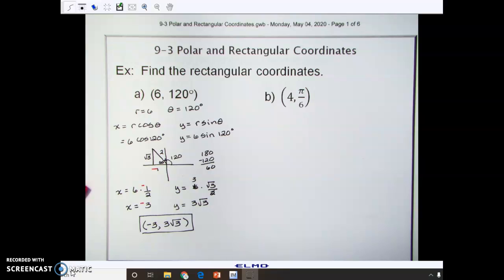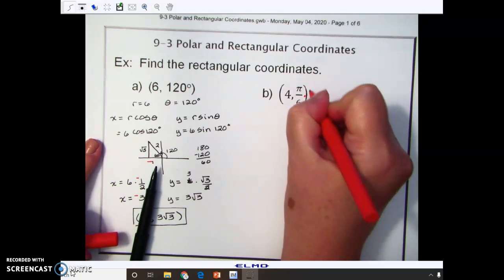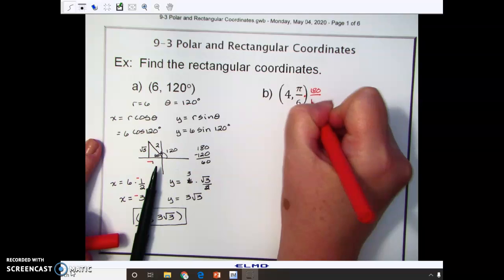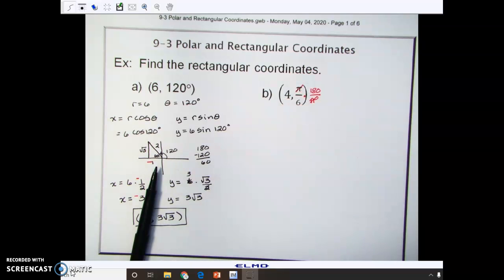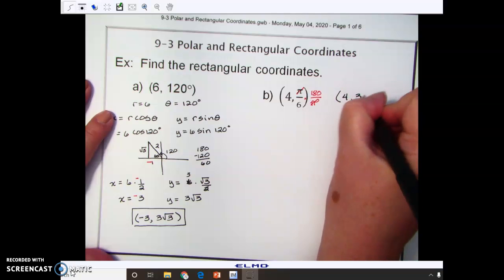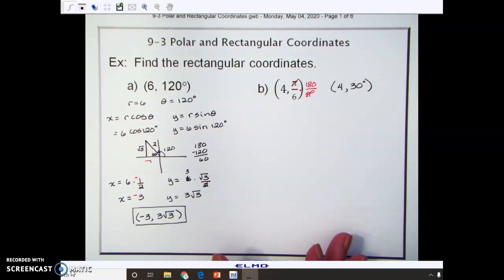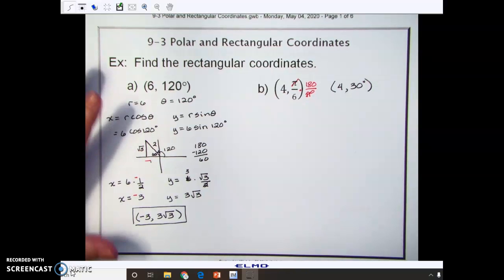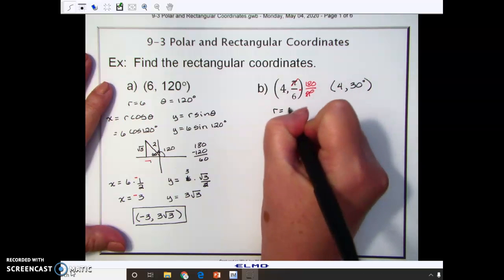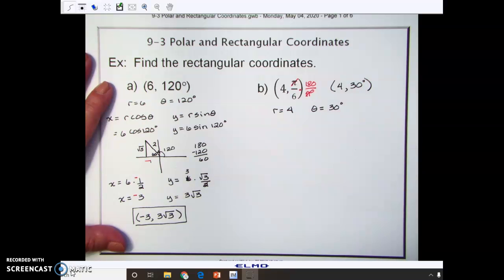If we have it in radians, we can either work with it in radians or we can change the radians into degrees. So if I multiply this by 180 over pi, do we see that the pi's cancel and 6 goes into 180 30 times? So this is the same as 4 comma 30 degrees, if that's more helpful. And if you feel confident about this, go ahead and pause the video and give it a try. And if you don't feel confident, just keep watching. So this means that r is equal to 4 and that theta is either equal to pi over 6 or it's equal to 30 degrees.